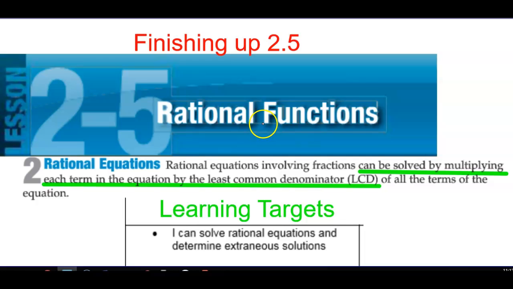Hey guys, finally the last topic in chapter 2. So we are finishing up rational functions by solving rational equations, okay?